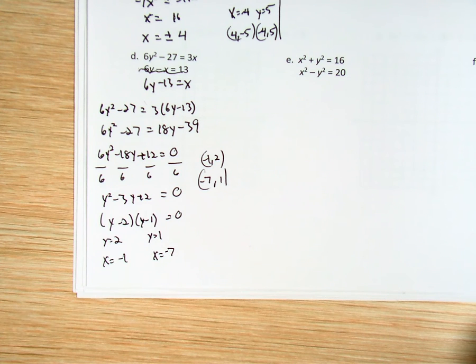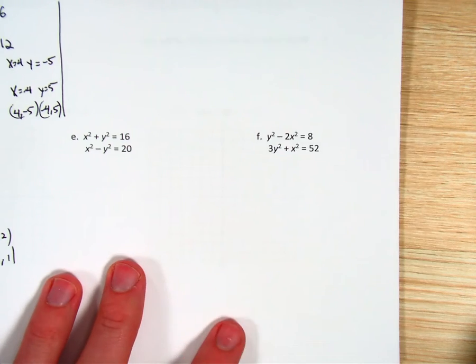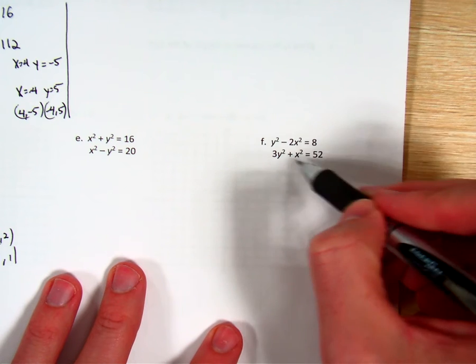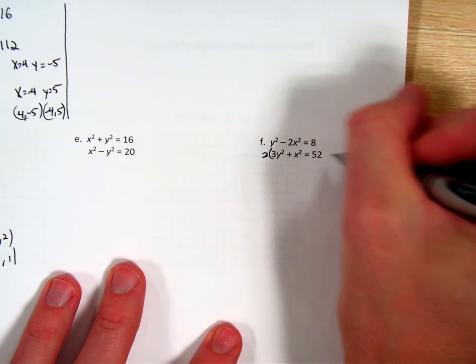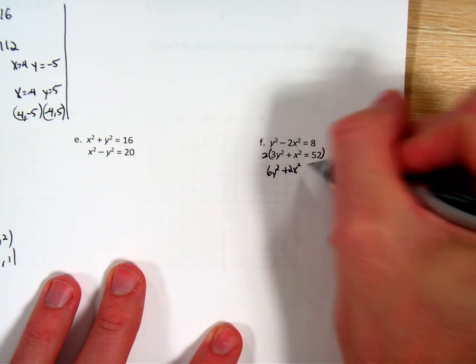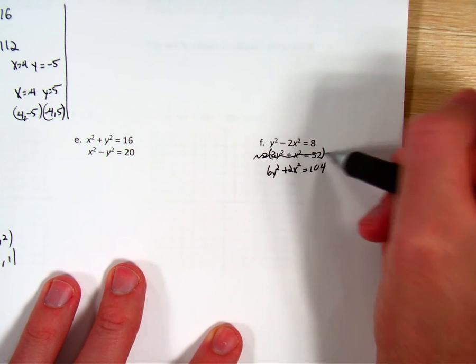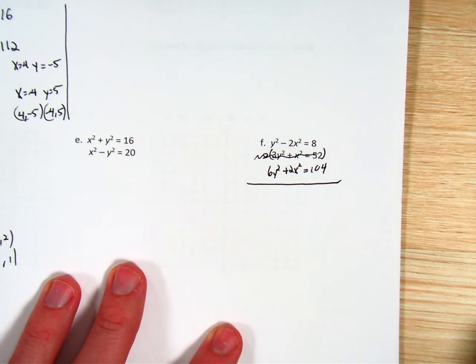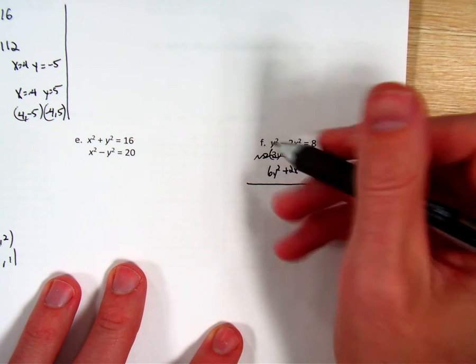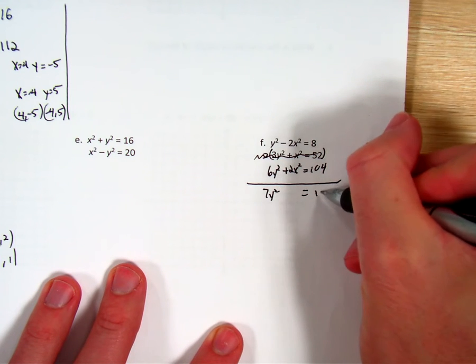All right. We're going to skip over to F. F looks like it's set up for elimination. Okay? Elimination here. I want to cancel out the x's. I'll multiply this whole row by 2. And now I'm going to add down. Y squared and 6y squared is 7y squared. X's cancel out. That's 112.